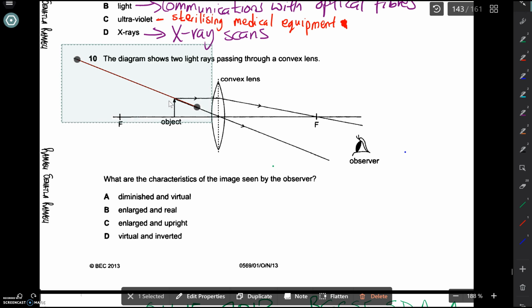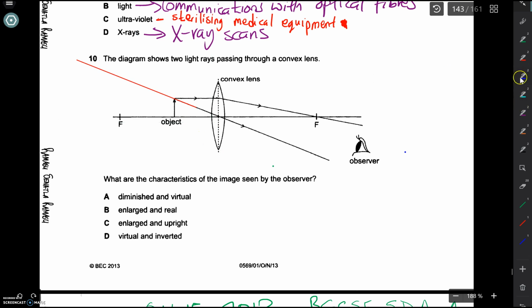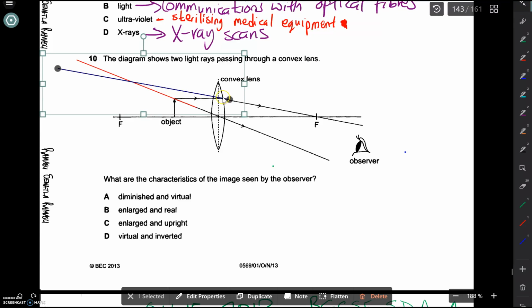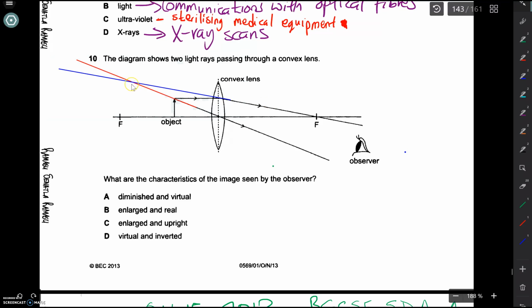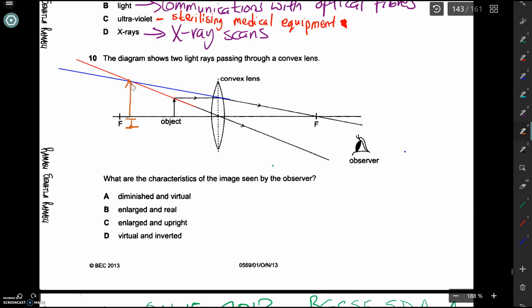You extend the rays. Let's extend the rays. So the rays will converge at this point here. Okay, so the rays converge at this point here, right? So then this will be the image that is formed. Let's label it I for image, right? So we can see that the image is larger than the object, right? The image is larger than the object.